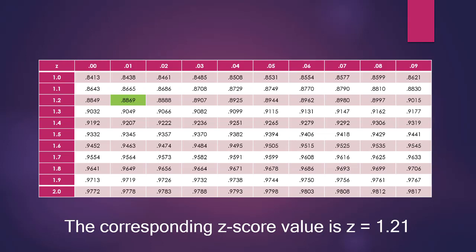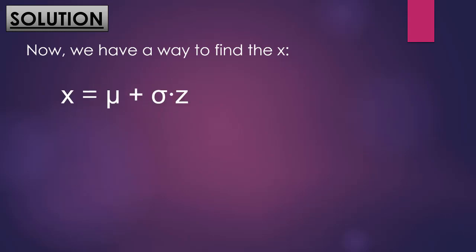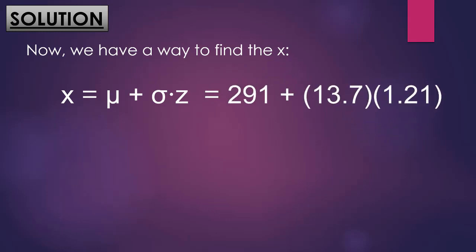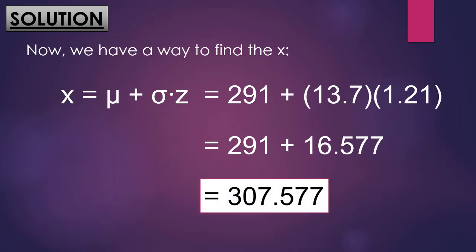We now use our brand spanking new x value formula. x equals mu plus sigma times z. The mu in this problem was 291. The sigma in the problem was 13.7. And we just found out that the z-score was 1.21. We multiply the 13.7 times 1.21 and get 16.577. Add this to the 291, and we get 307.577. That would be the x value that corresponds to that z-score.